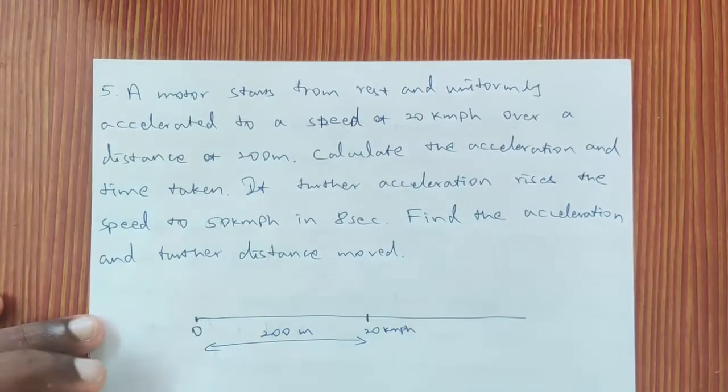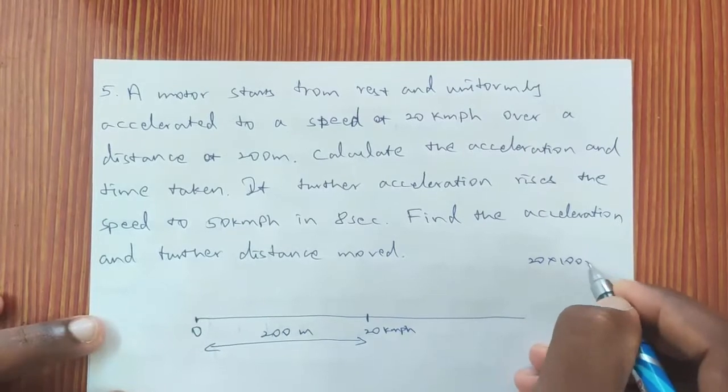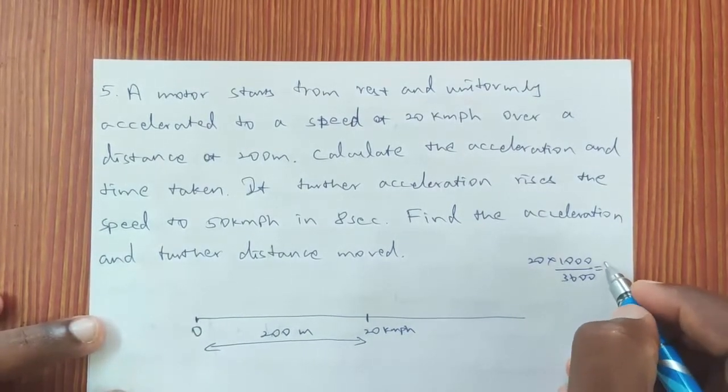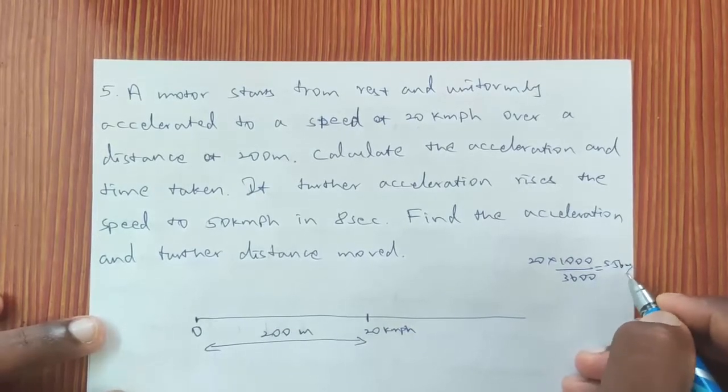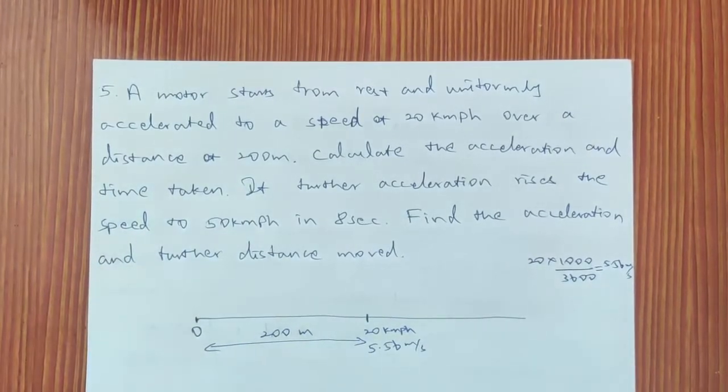You can convert the kilometer per hour into meter per second. We know that it is 20 into 1000 divided by 3600. So you will get 5.56 meter per second. So at this point the velocity is 5.56 meter per second.